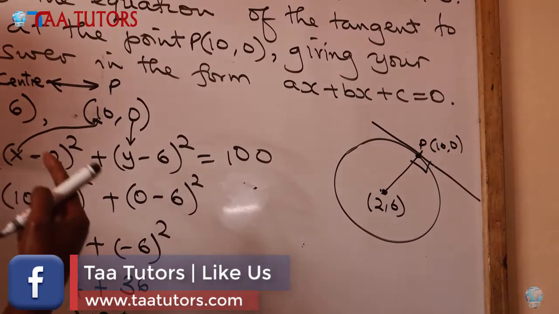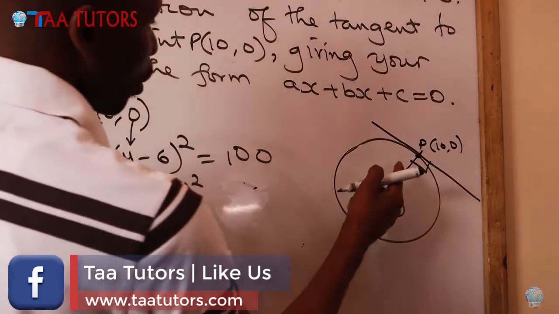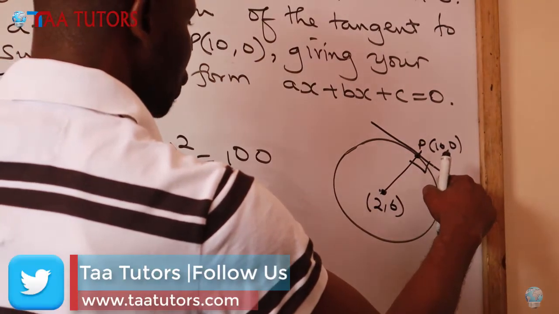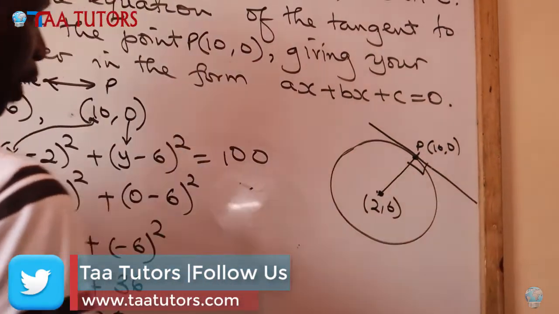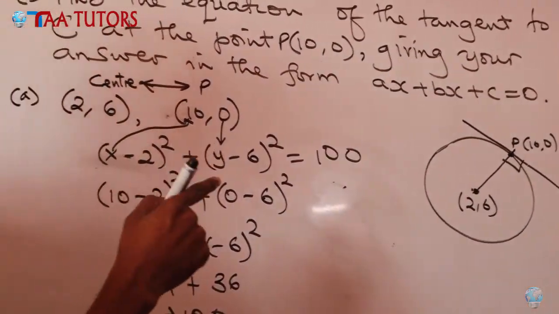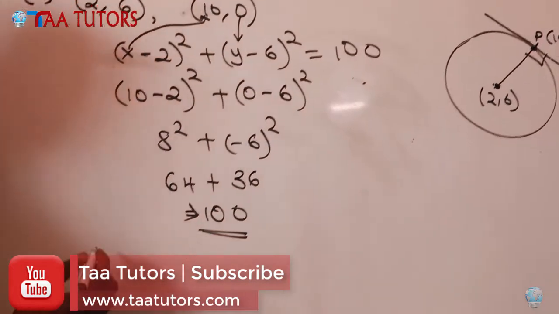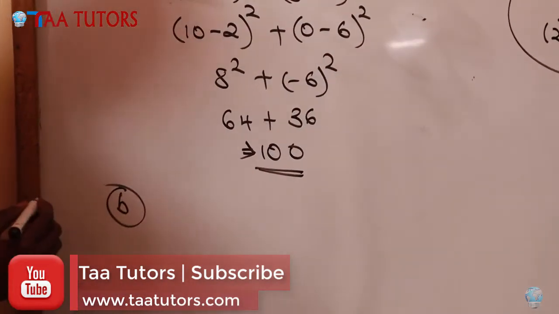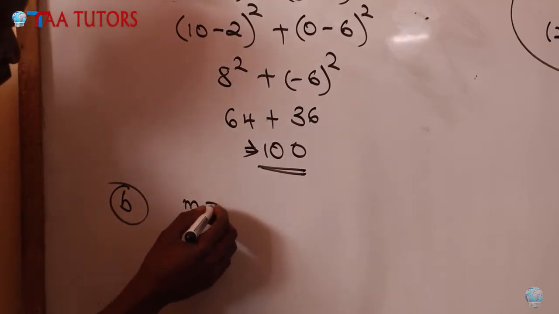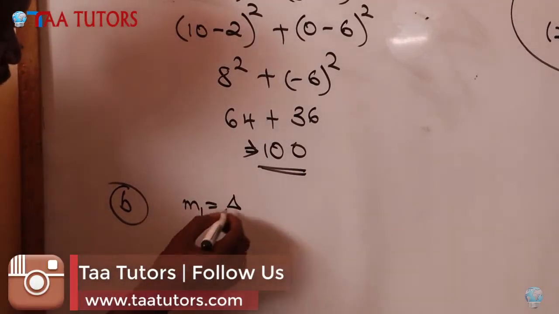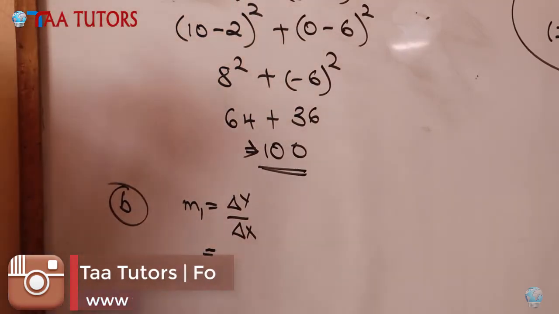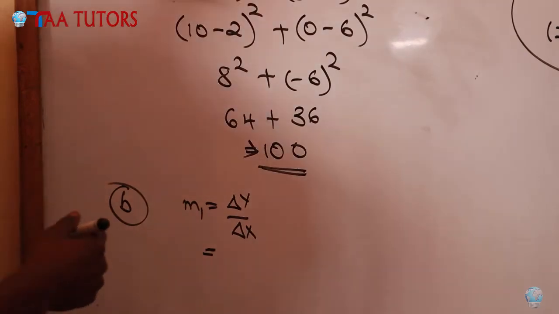So we know the relation between perpendicular lines. The product of the gradient of this line, the radius, times the gradient of the tangent, I should get negative 1. But let's first of all get the gradient of the line that is passing through the center and point P. If I'm looking at answer B, we know that m equals change in y over change in x, let me call it m1. I'm getting the gradient of the line passing through the center and point P, which is (10, 0).